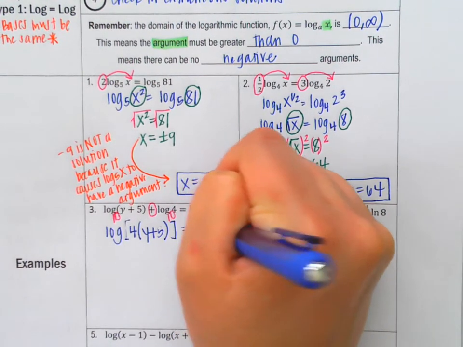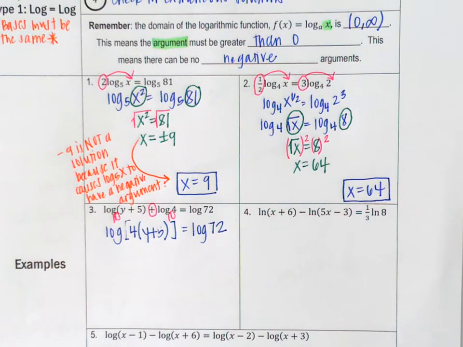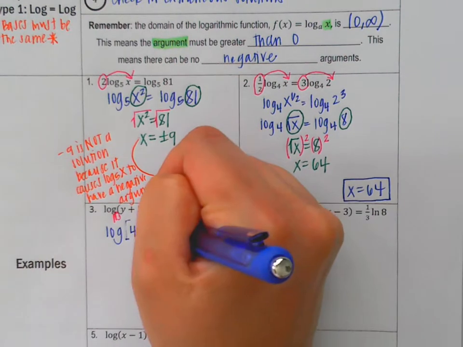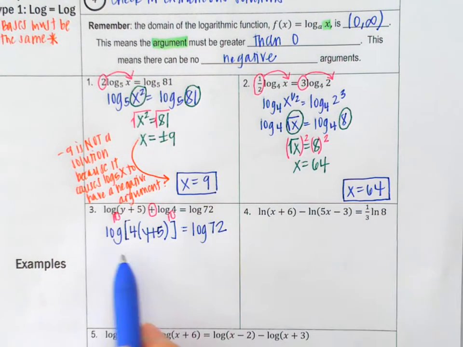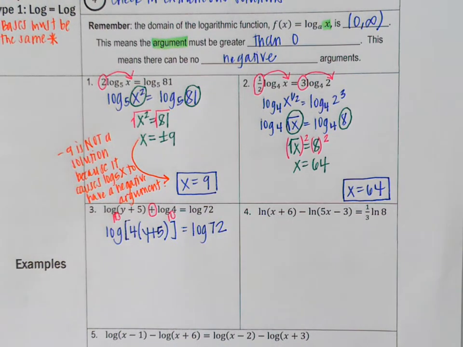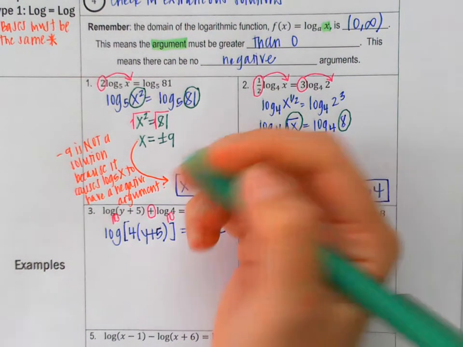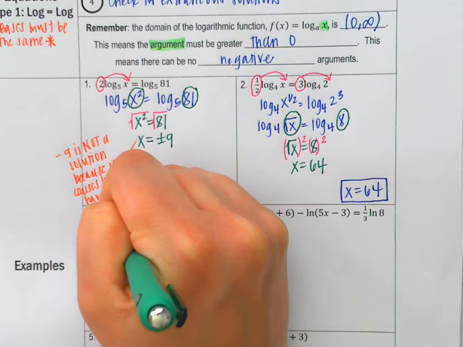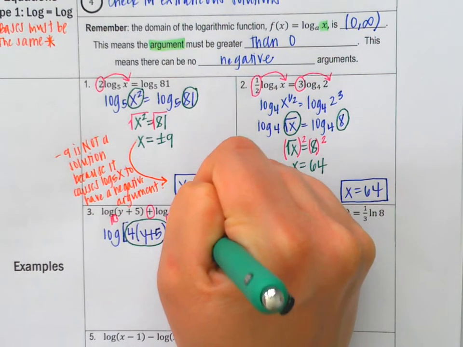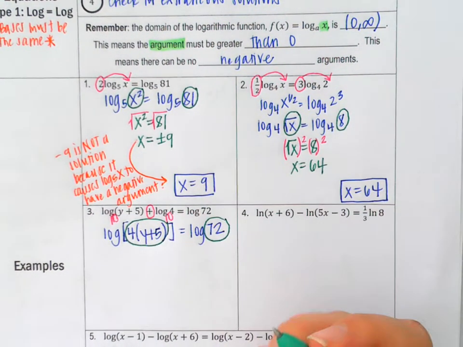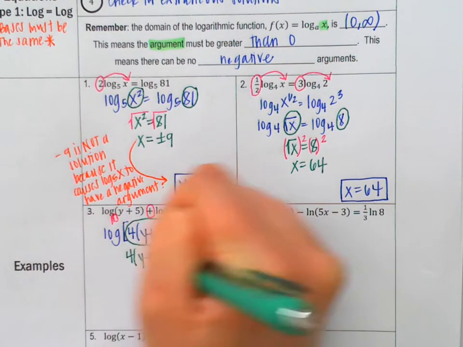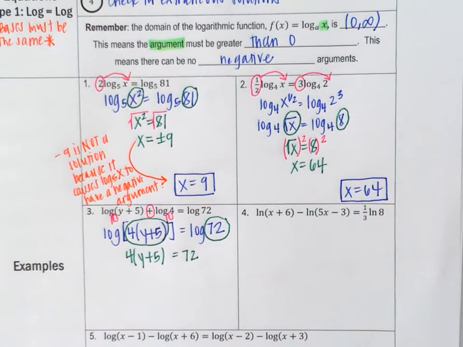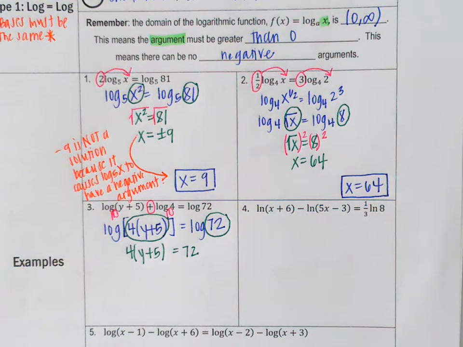And the right side, we don't really have to do anything with. Okay, so now I have 1 log on each side, and now I can set my arguments equal to each other. And now we're not solving for x, we're solving for y. So 4 times y plus 5 equals 72. So what would be our first step?